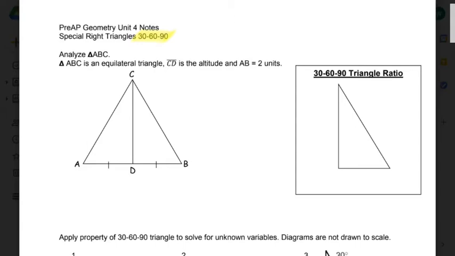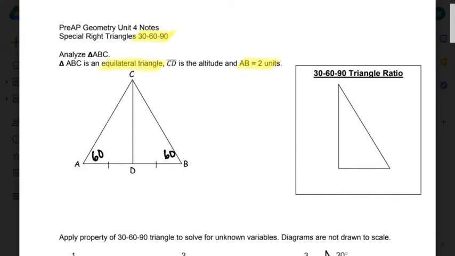So if I look at the problem that I have in front of me, it wants me to analyze our triangle. It tells me that this is an equilateral triangle. It tells me I have an altitude, and it gives me the side length of one of the sides, that being AB. So I have an equilateral triangle, so let's start with that. If I have equilateral, that means all of our sides are equal, of course, which means all of our angles are going to be equal. In this case, it being a triangle, it will be 60 degrees in all of our corners.